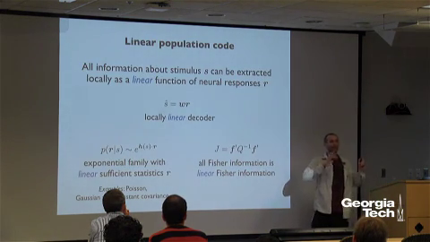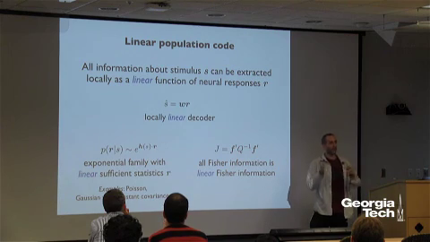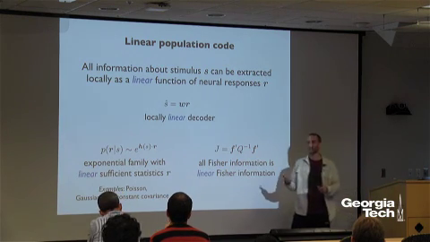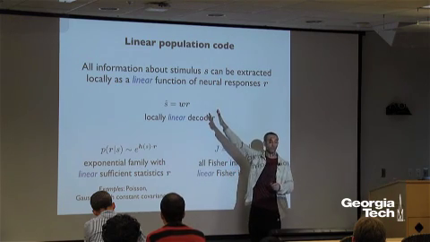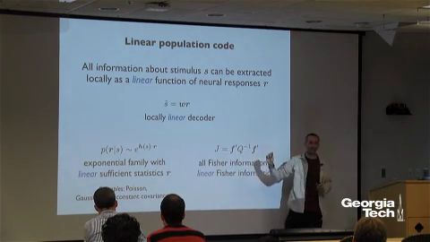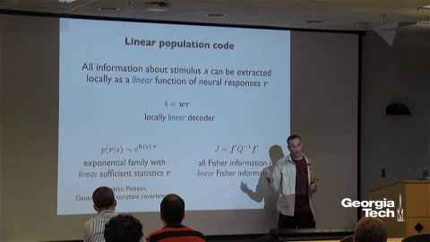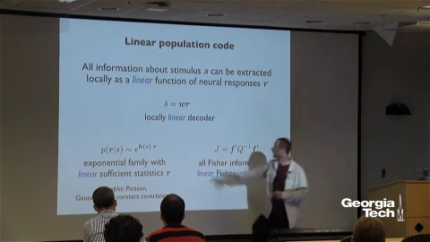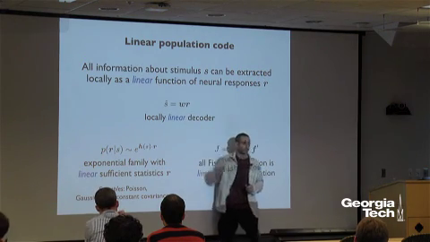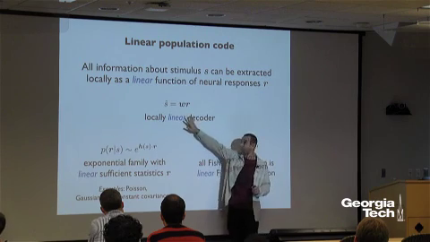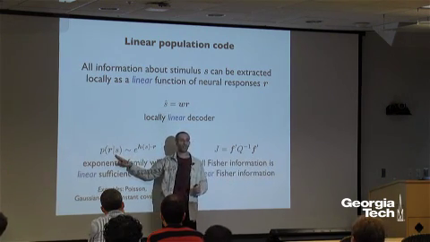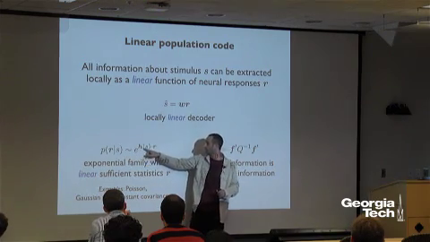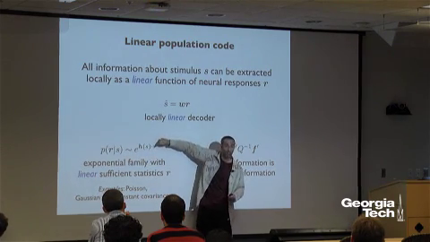So let me try to make a mathematical analogy to help interpret this notion of a nonlinear population code. So linear population code, all the information about the stimulus can be extracted locally as a linear function of neural responses. And this is what we had before, right? When is that good? Well, that's good when your responses, given the stimulus, come from an exponential family distribution with linear sufficient statistics.